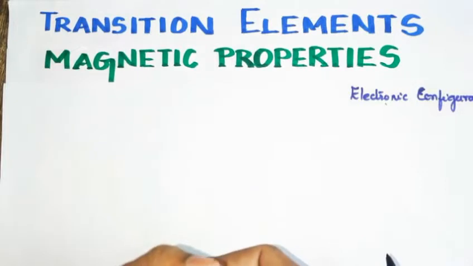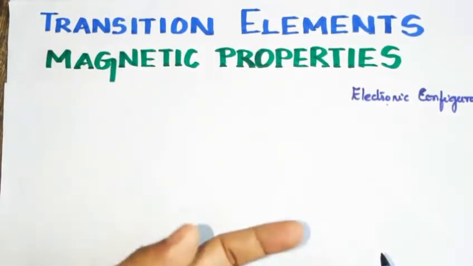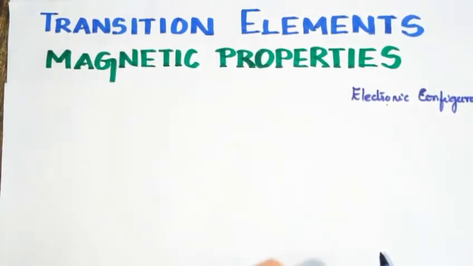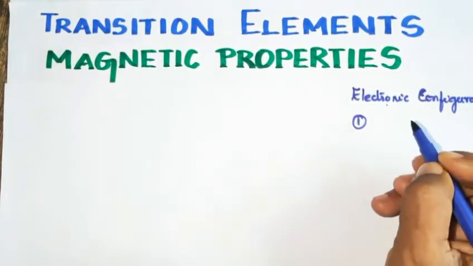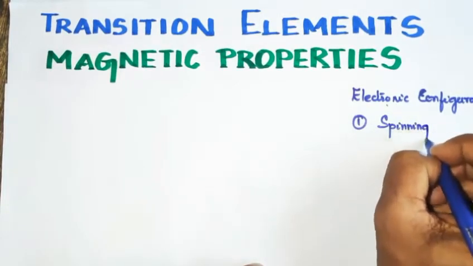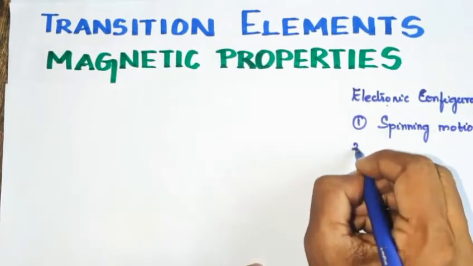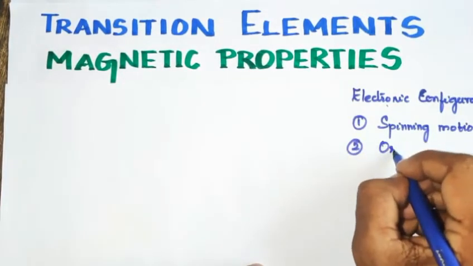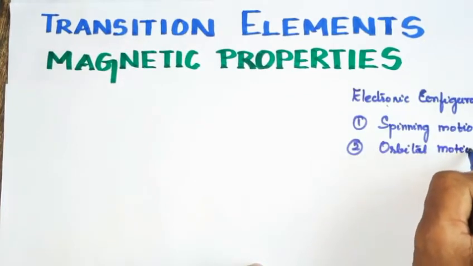In an atom, electrons revolve around the nucleus. At the same time, they spin on their own axis. So the electrons have two types of movements. One is the spinning motion, and the second one is the orbital motion.